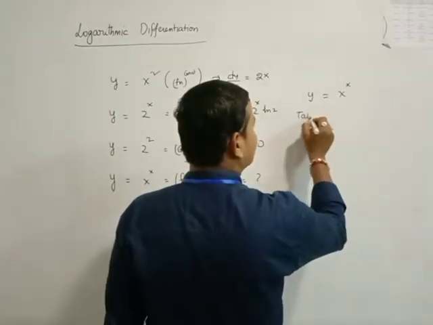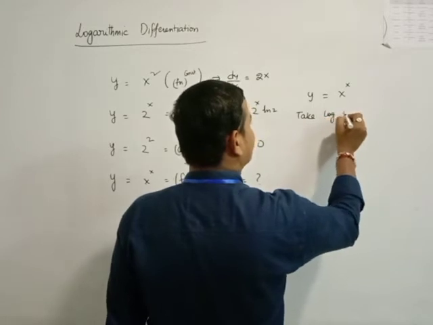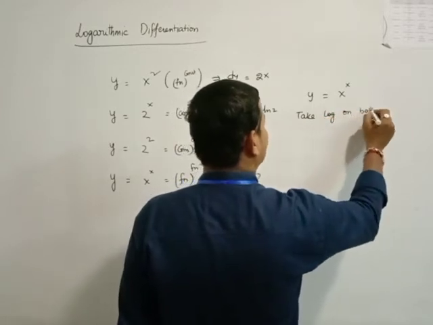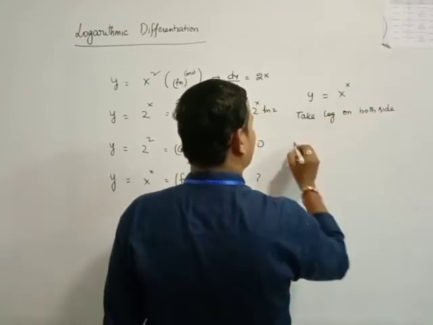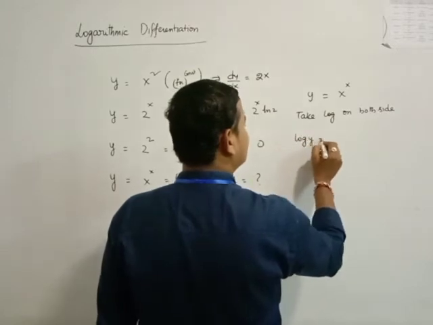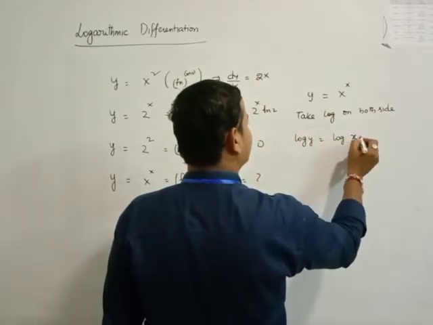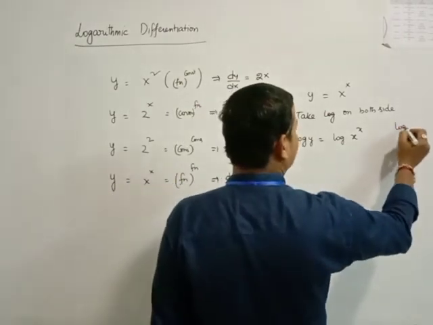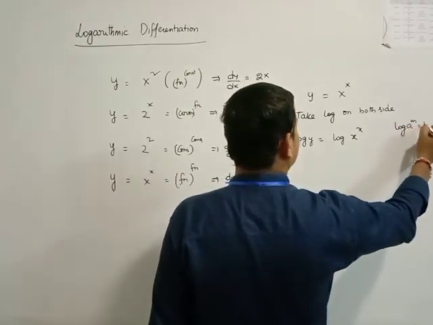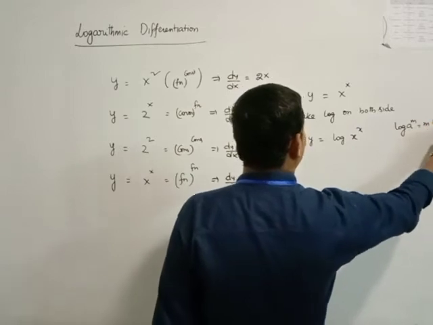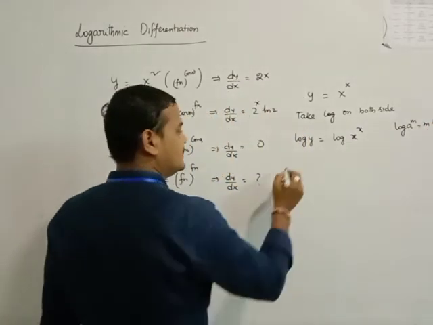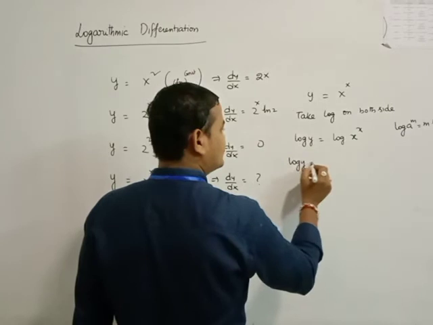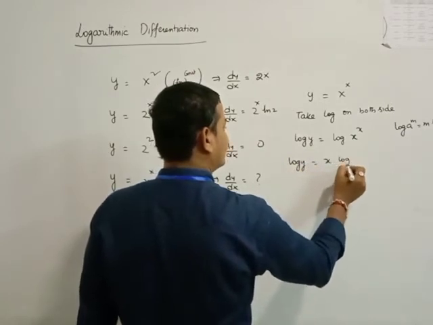Now apply the logarithm on both sides. What you get is log y is equal to log of x to the power of x. You know the logarithmic formula from first year and from 10th class: log of a to the power m is m into log a. So then log y is equal to x into log x.